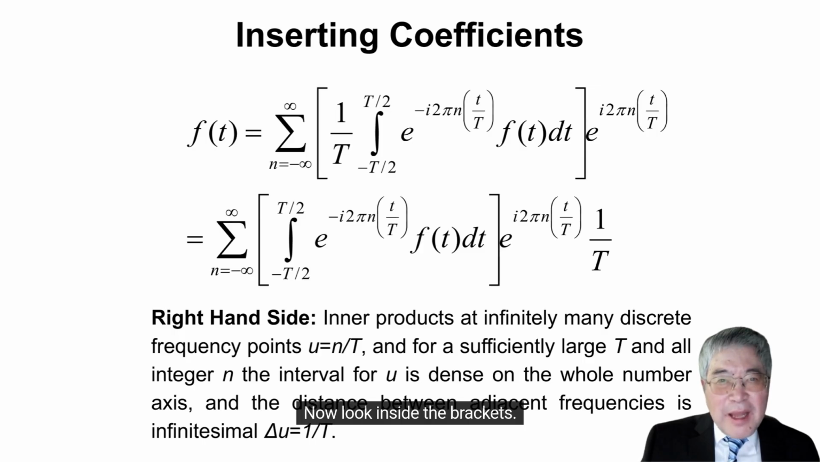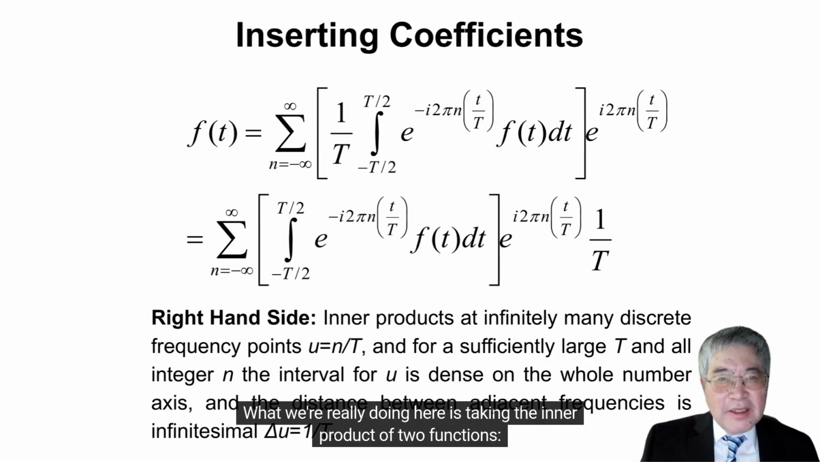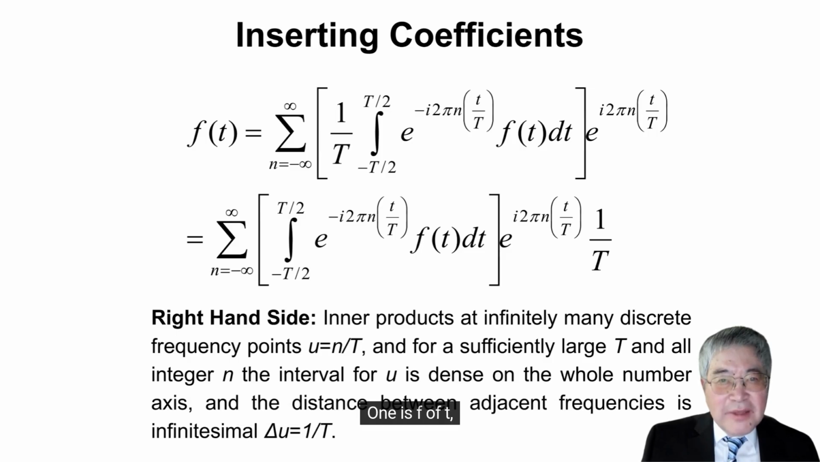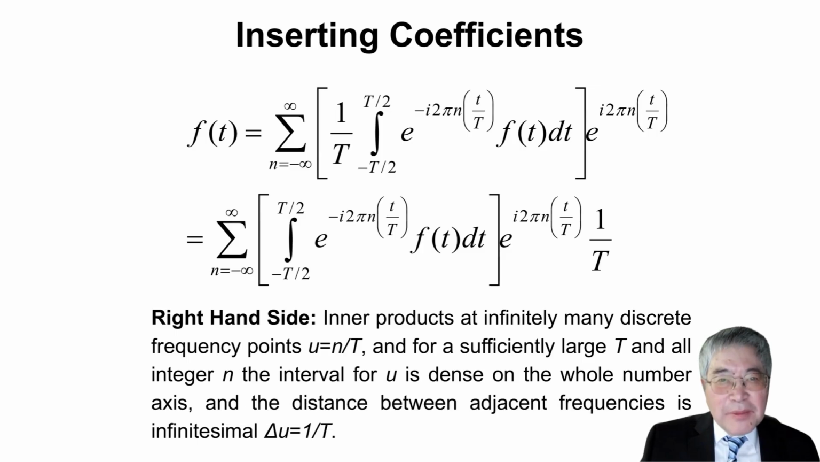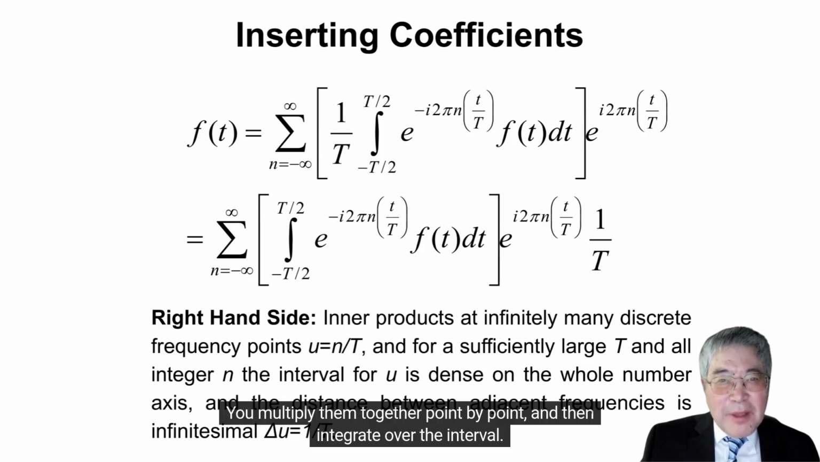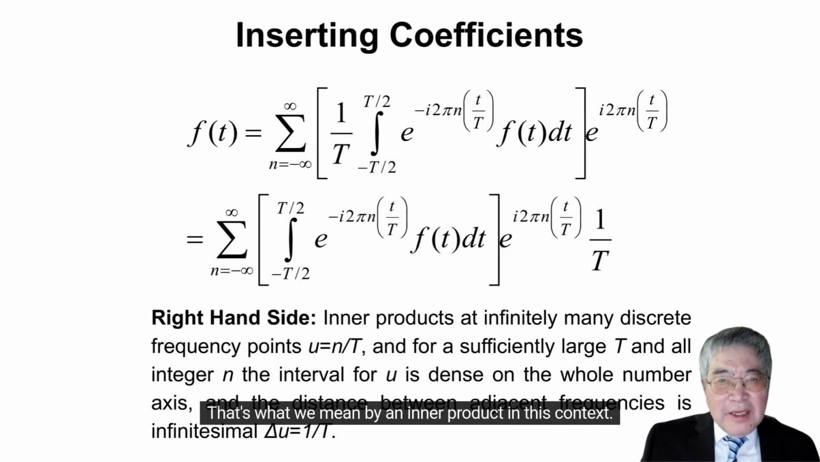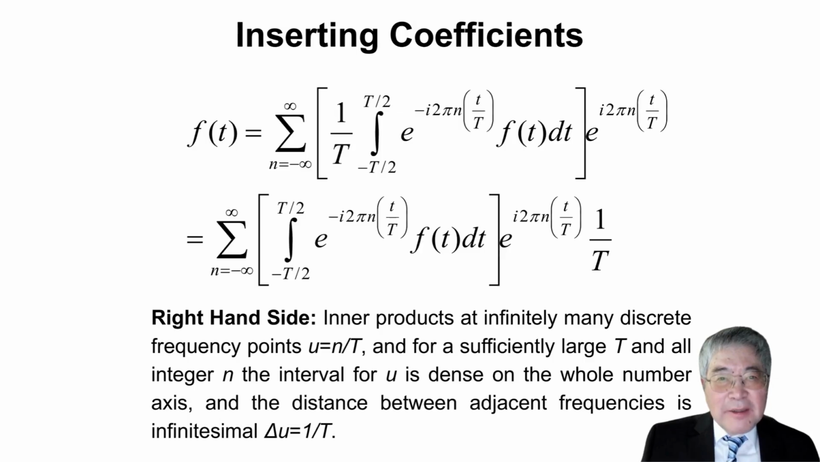Now look inside the brackets. What we're really doing here is taking the inner product of two functions. One is f of t, and the other is the complex exponential e to the power minus i 2 pi n t over T. You multiply them together point by point and then integrate over the interval. That's what we mean by an inner product in this context.